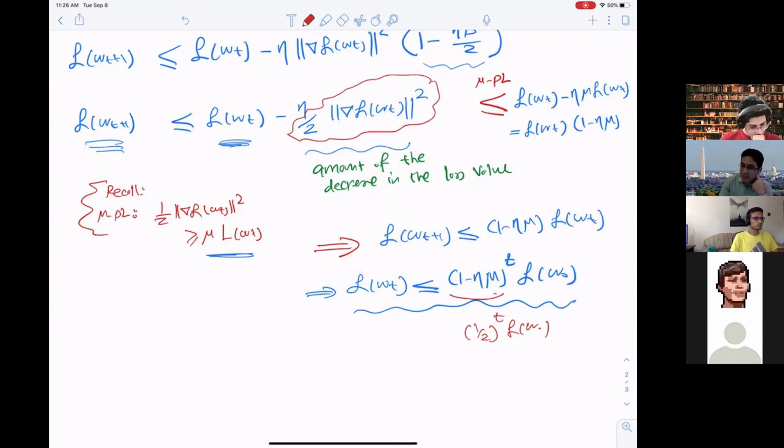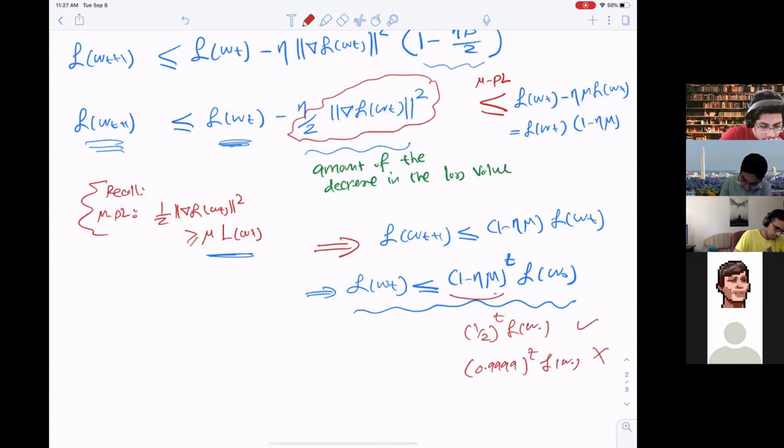On the other hand, if this number is very close to 1, let's say 0.9999, when you have a bad conditioning, that's basically what we argued, then the decrease in the loss is going to be very, very small. So you need to wait a long, long time in order to get a small loss value at the end. So that's basically the rate of convergence.